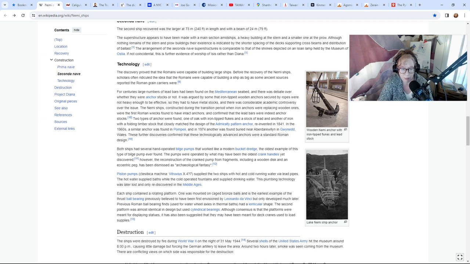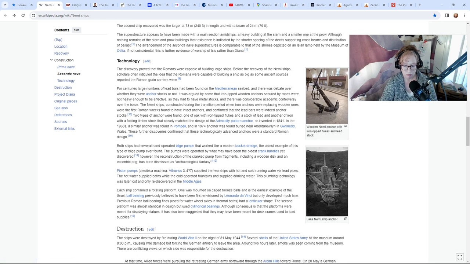Before I get to that part, both ships had bilge pumps, eight crank handles, piston pumps, ball bearings. Some ball bearings that were lenticular in shape, and some ball bearings that were cylindrical in shape. They think that some of these ball bearings may have been used for displaying statues. The statues might have maybe moved around.